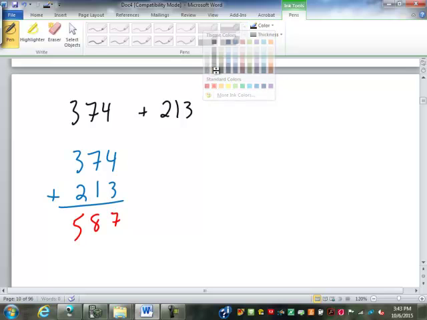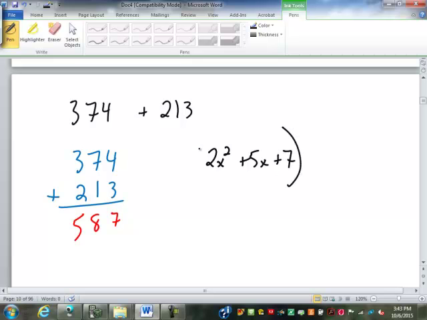With algebraic numbers, we're going to do the same thing. 2x squared plus 5x plus 7. Now I'm putting this in parentheses, not to tell us to do something here first, but to tell us that that is a single number on its own, that it's separate from the rest of it. Plus, then the second number, 5x squared plus 3x plus 4.